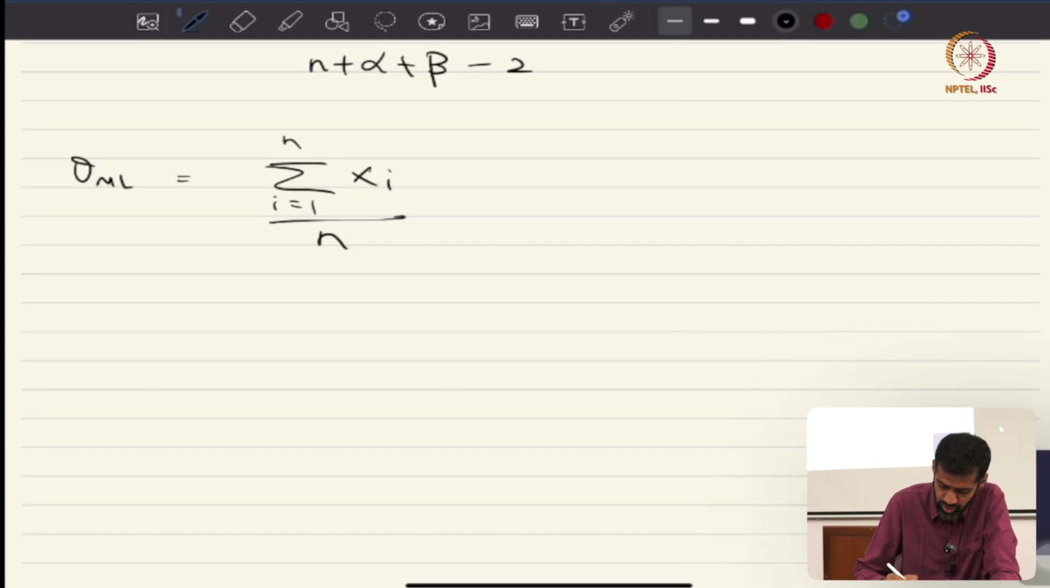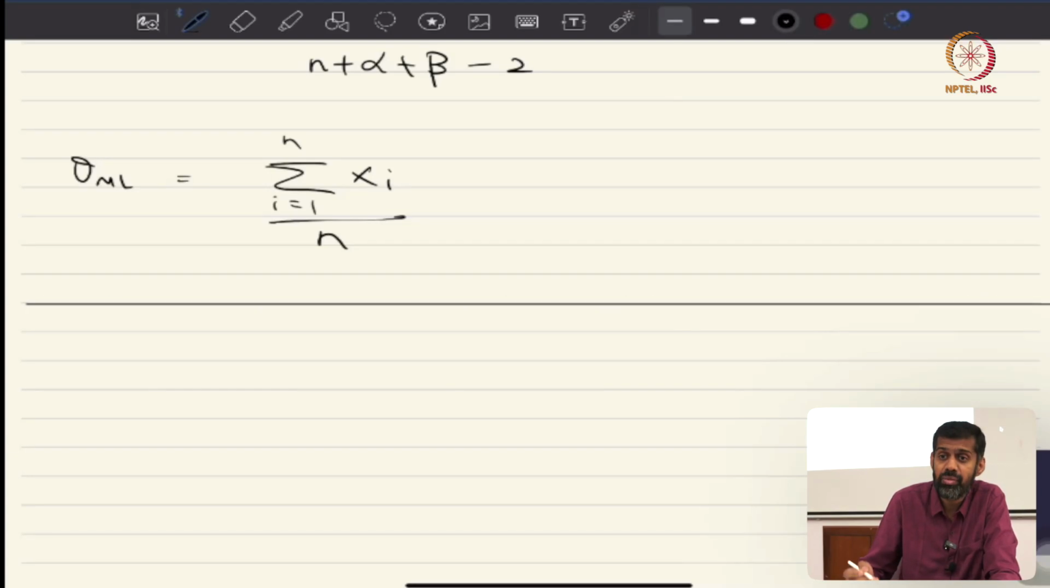Okay, so let us move on. The last family of density estimation techniques that I would discuss in this course are what are called non-parametric density estimates. Okay, we will look at that.